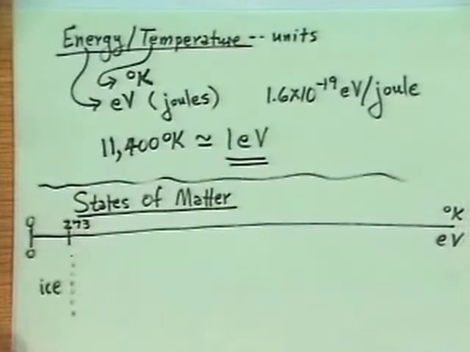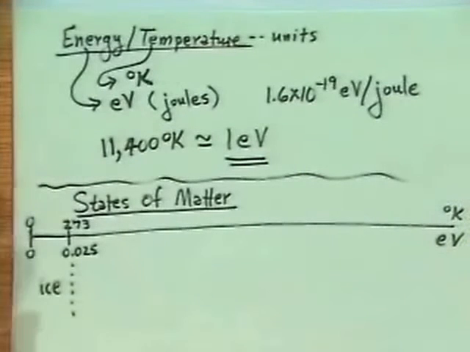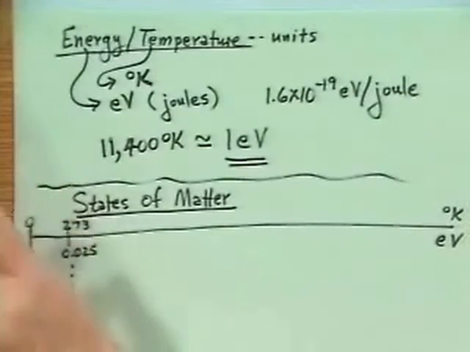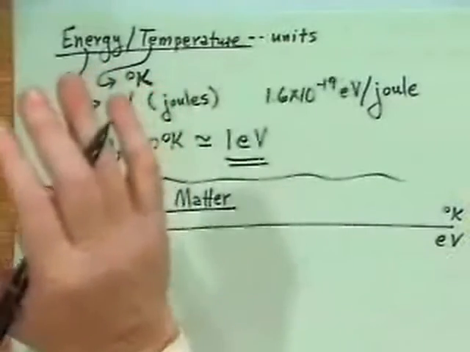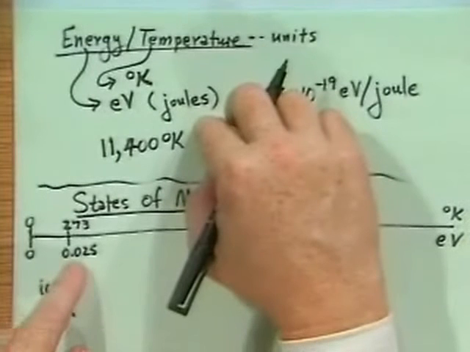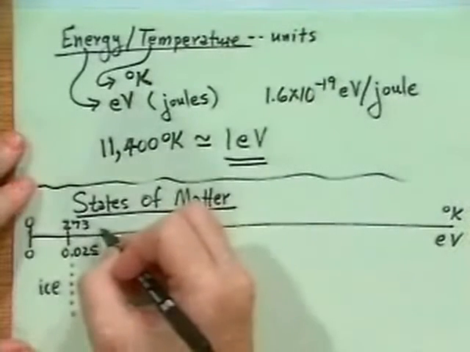And how much is 273 degrees Kelvin? Well, it's, of course, about 0.025 EV. Now, what happens when I heat that up? Well, basically, ice has binding energies having to do with long-scale structures. And those long-scale structures obviously have binding energies which are lower than 0.025 EV. So when I heat up the ice, I break it.